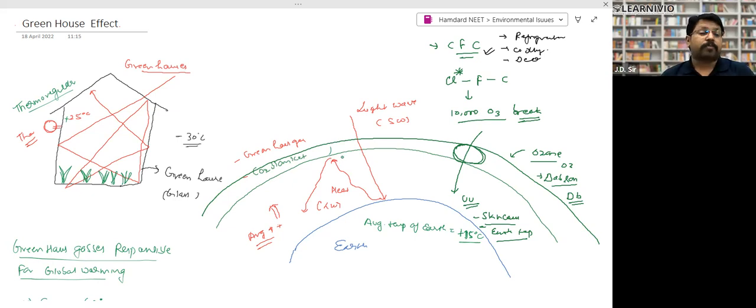When the average temperature of the Earth is increasing, the icebergs are melting. If all the icebergs melt, then what will happen? There will be a 14-meter water layer above the Earth, above the land. If all the ice melts, then all the Earth will sink, and there will be 14 meters of water above the Earth. Got my point?